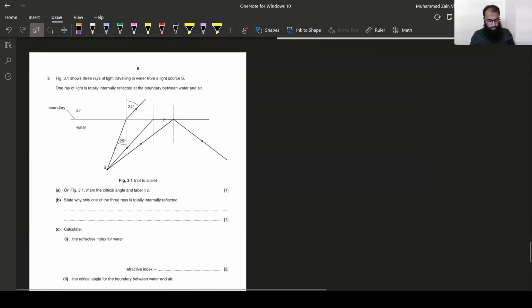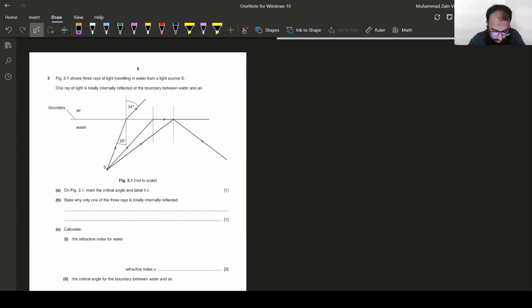This is it. And now the next part, which would be the last question for today, is: one ray of light is totally internally reflected at the boundary between water and air. On figure 3.1, mark the critical angle and label it C. So I need to mark the critical angle.